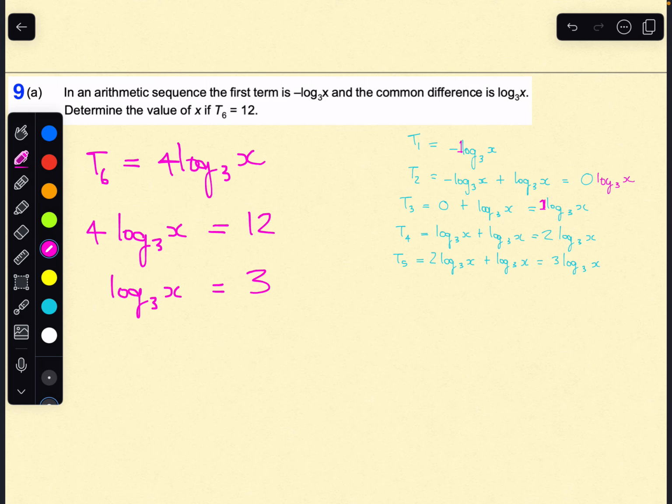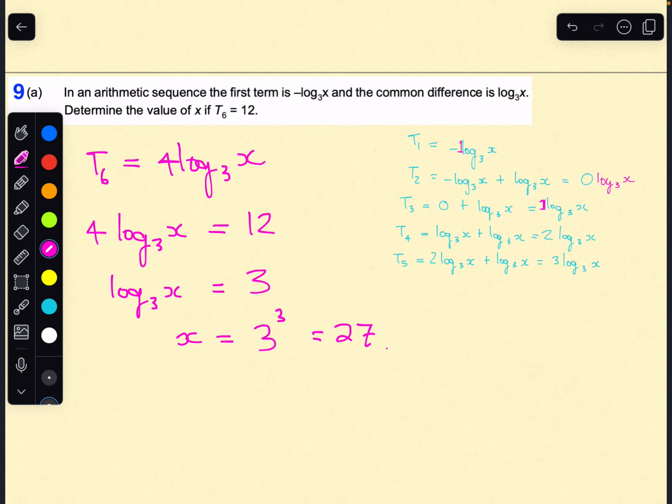And so the question we're asking ourselves is, 3 to the power of 3 gives me what? 3 to the power of 3 gives me x. So if we rewrite this in exponential form, x is then equal to 3 to the 3, which is 27. So that's one way we could do this.